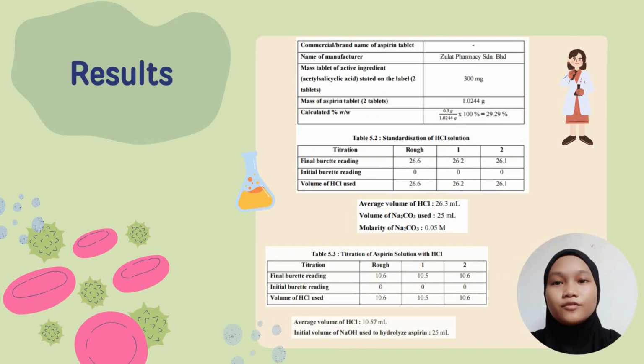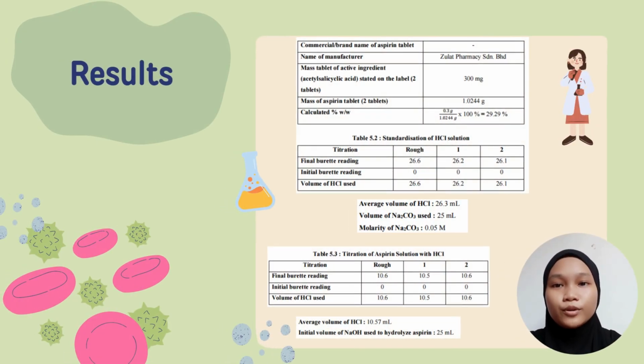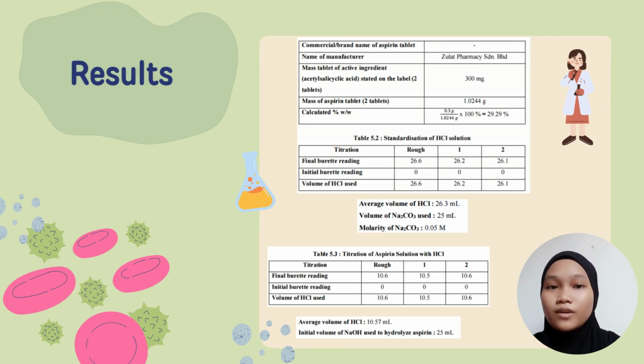This is the result for the experiment. For table 5.2, standardization of HCl solution, the average volume of HCl is 26.3 ml, the volume of Na2CO3 used is 25 ml, and the molarity of Na2CO3 used is 0.05 M. As for table 5.3, titration of aspirin solution with HCl, the average volume of HCl that we got is 10.57 ml, and the initial volume of NaOH used to hydrolyze the aspirin is 25 ml.